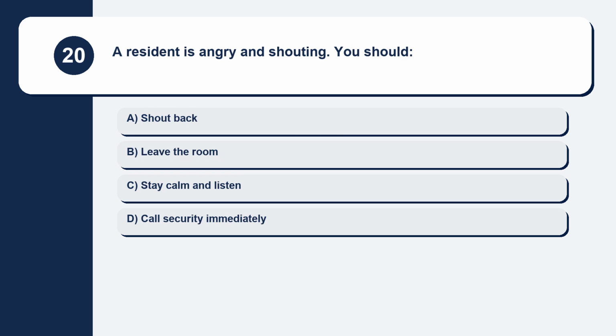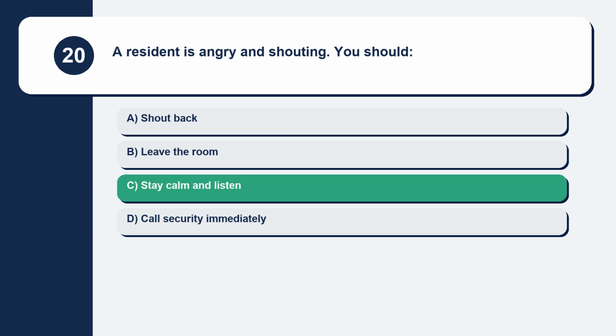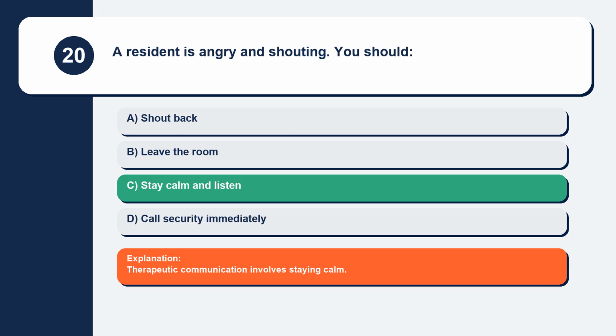Question 20. A resident is angry and shouting. You should shout back, leave the room, stay calm and listen, call security immediately. Therapeutic communication involves staying calm.